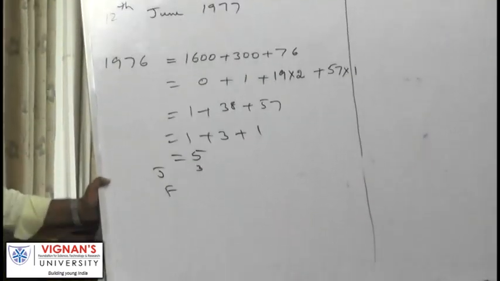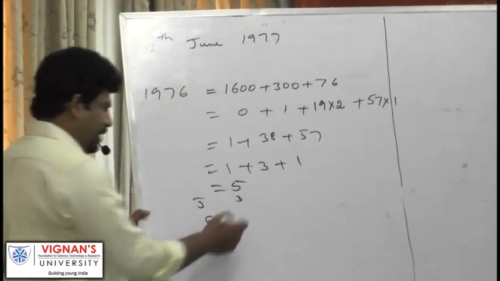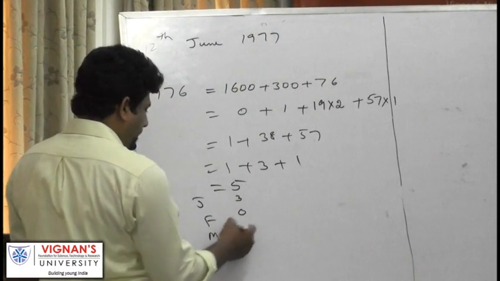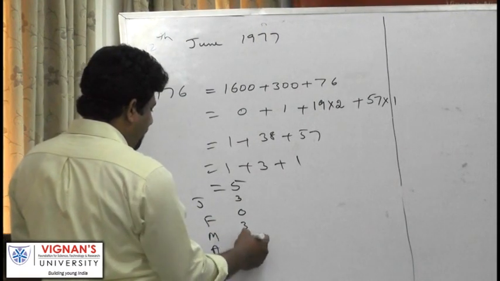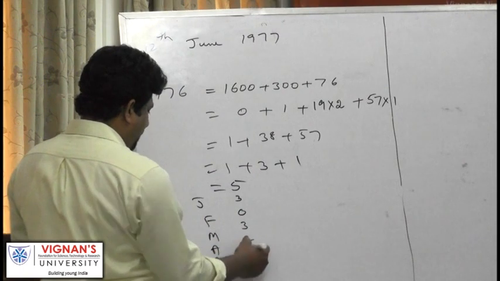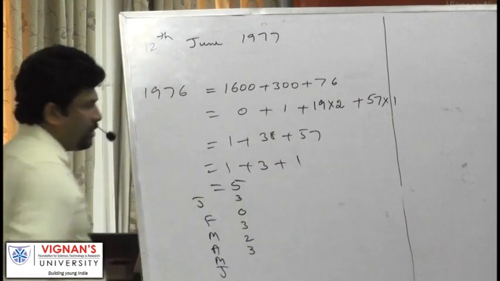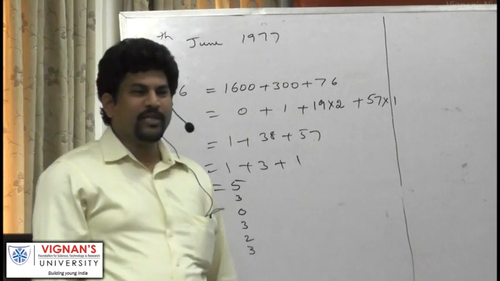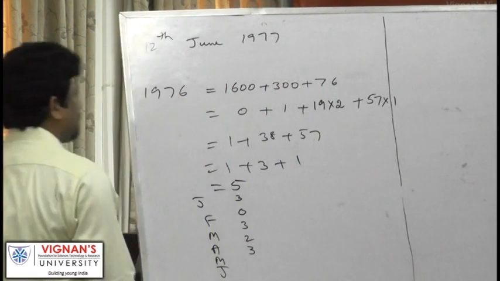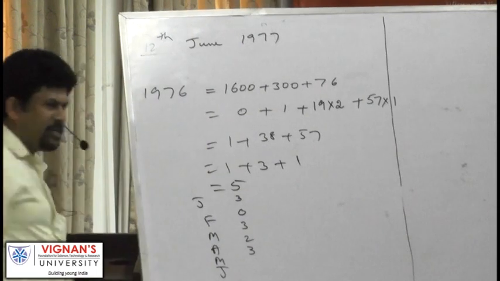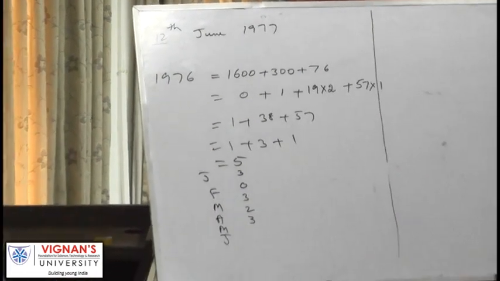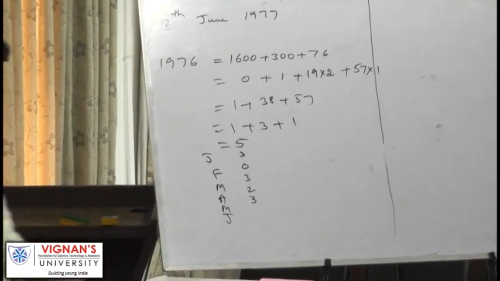77. Ordinary year. So February has 0. March, April, May, June. In June, how many days do we need to consider? 12 days. 12 days means 1 week plus 5 days. So in June we take 5 days.